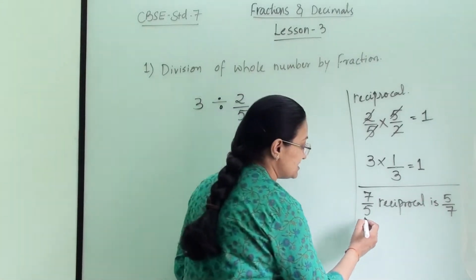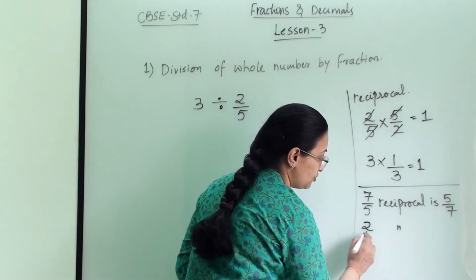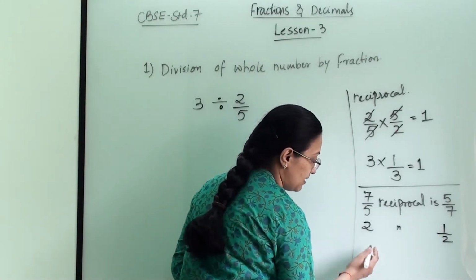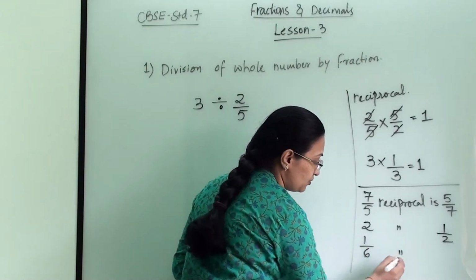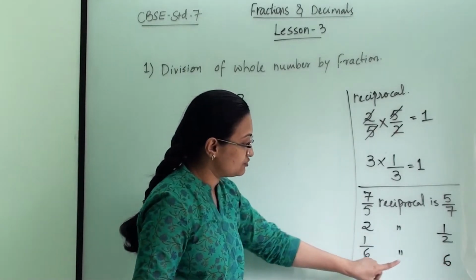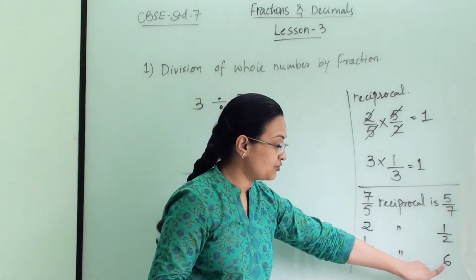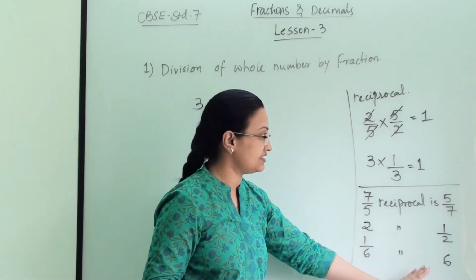If there is a number like this, 2 is a whole number. So the reciprocal of 2 is 1 by 2. It will go to denominator. Now for example, if 1 by 6 is there, then the reciprocal of 1 by 6 is 6. This is in the denominator, so it will go in numerator. So 1 by 6's reciprocal is the whole number 6. So that is how we write reciprocal.